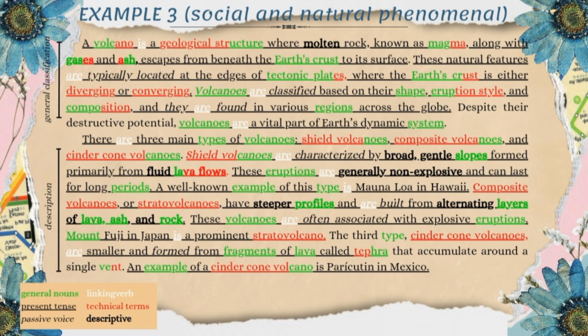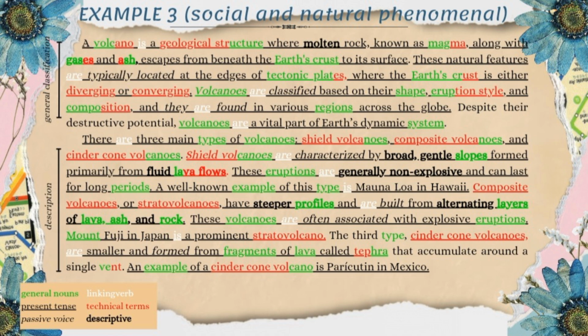Next is the third example, which is about social and natural phenomenon. So the first paragraph is about general classification, while the second to the end is description. That's it. That is the generic structure. I'm going to explain about the language features. General nouns are marked with green: volcano, structure, earth's crust, magma, tectonic plates, volcanoes, system, and so on.